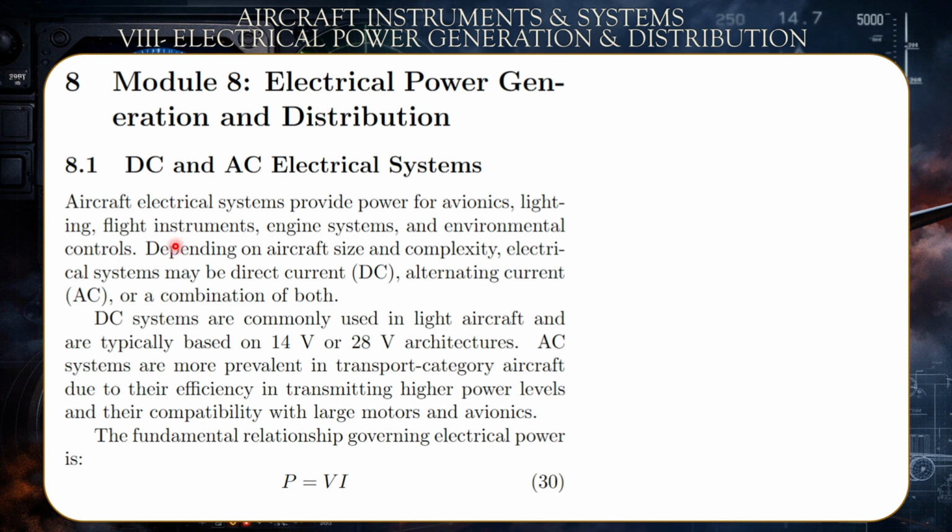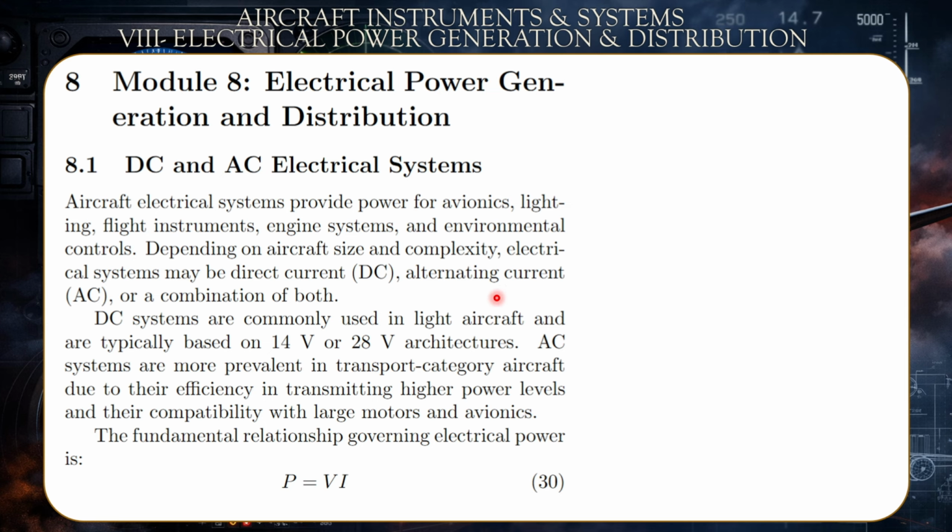Okay? So, depending on aircraft size and complexity, electrical systems may be direct current, DC, which is a continuous current that does not change in amplitude with respect to time. So, its derivative is zero with respect to time. It doesn't change. There's no shift.